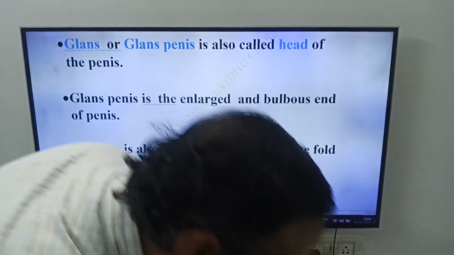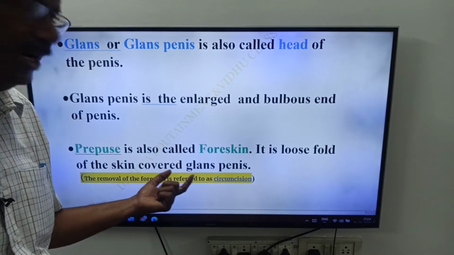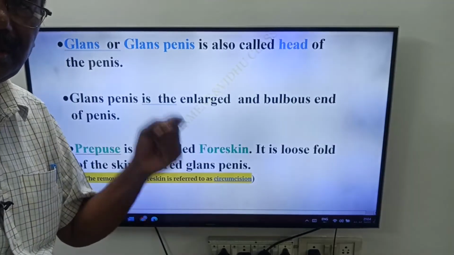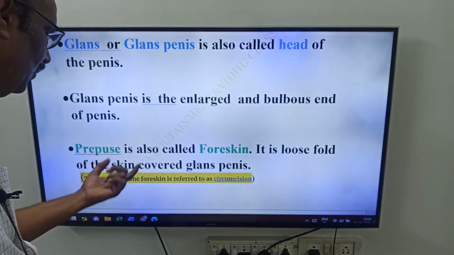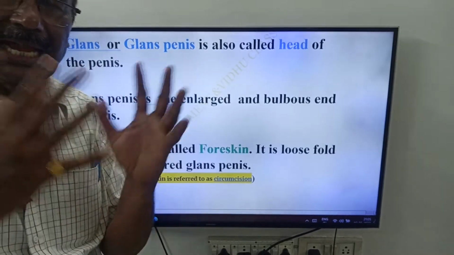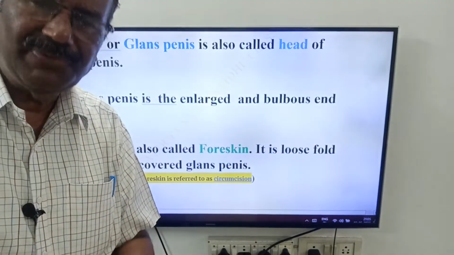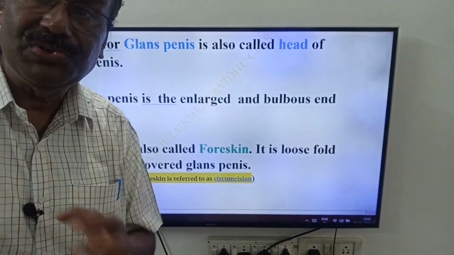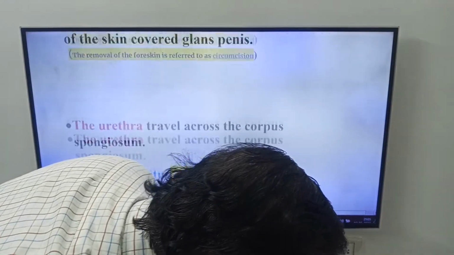Next, one more word you have to remember, friends. Prepuce. It is also called foreskin. It is a loose fold of the skin which covers the glans penis. Glans penis is covered by a loose fold of skin. That loose fold of skin is called prepuce or foreskin. Okay, friends.